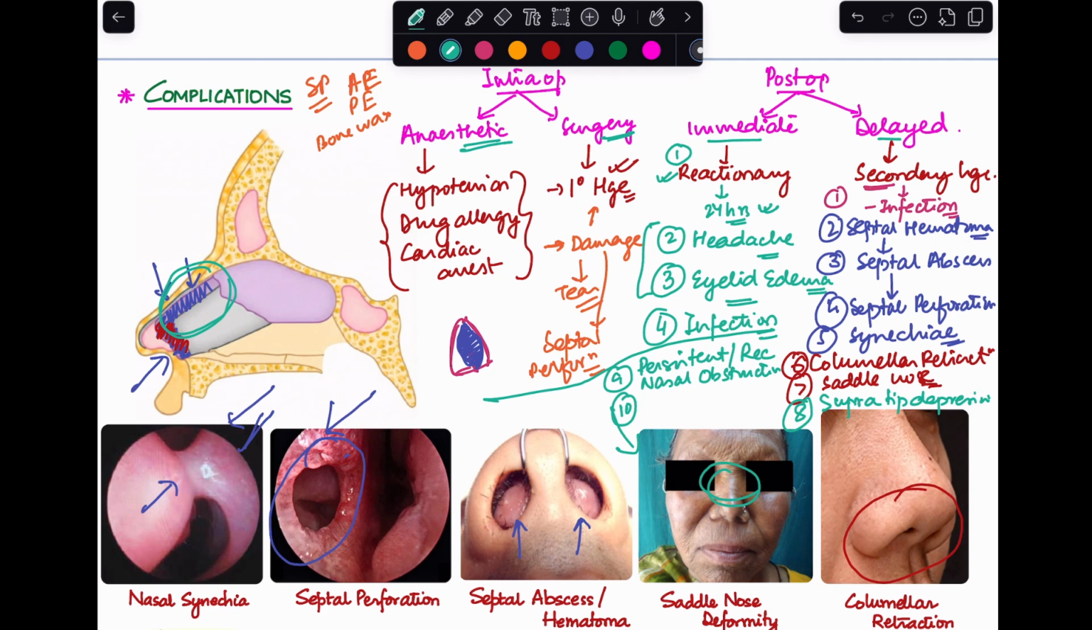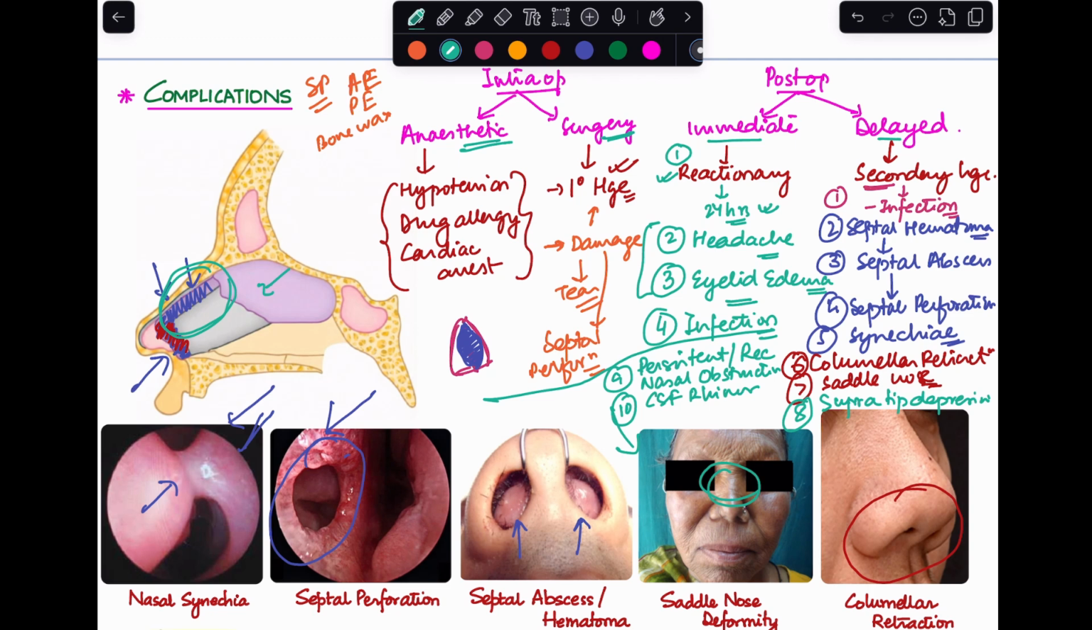Next delayed complication is development of a CSF rhinorrhea. And this is a very rare complication, but in case it happens, it's very serious. This can happen if the perpendicular plate of the ethmoid somehow gets damaged or avulsed.